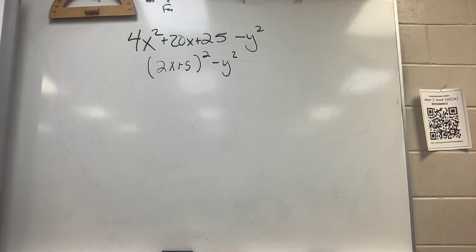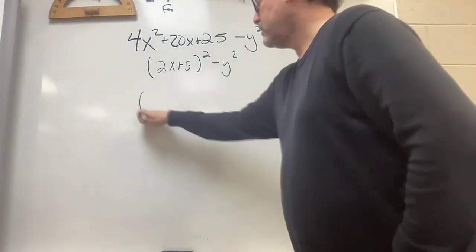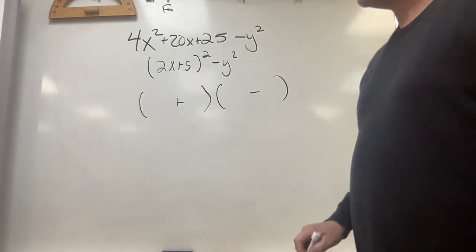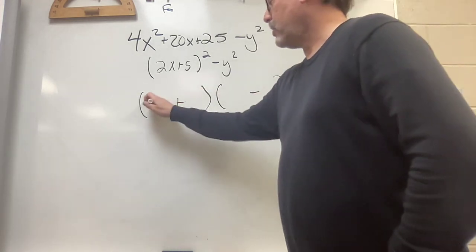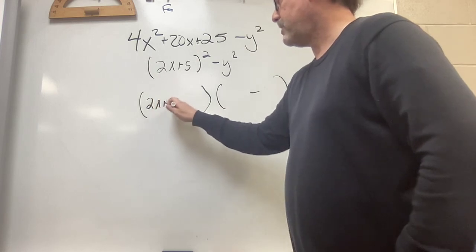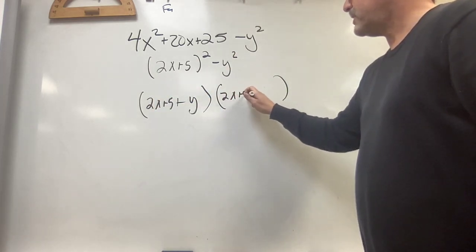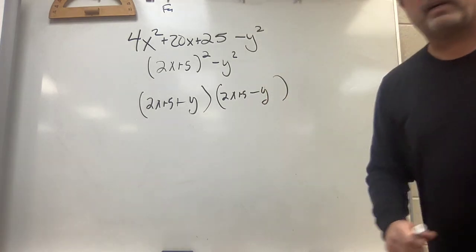Hey, does that become a squared minus a squared? Say yep. So then we can go with a plus, with a minus, and we could go 2x plus 5 plus y, 2x plus 5 minus y.